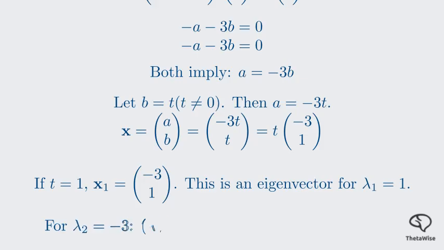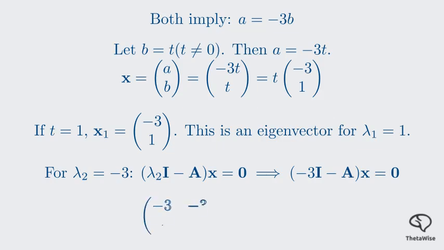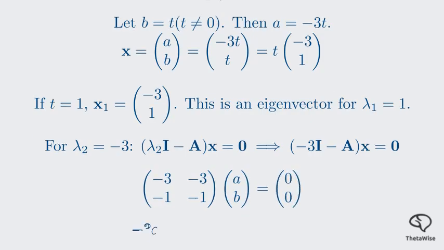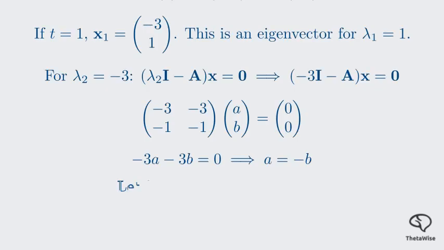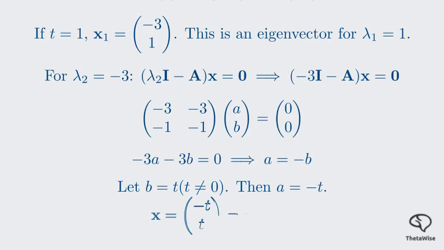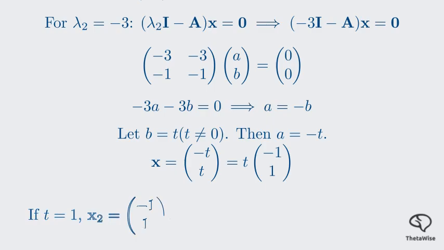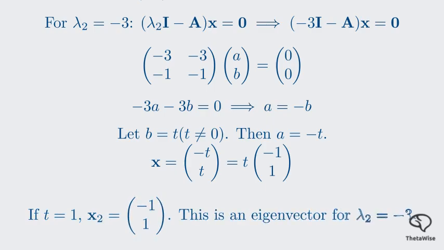We substitute lambda equals negative 3 into the eigenvector equation. This gives us the matrix equation: negative 3, negative 3, negative 1 times a, b equals the 0 vector. This system of equations simplifies to negative 3a minus 3b equals 0, or equivalently, a equals negative b. If we let b equal a scalar t, then a must be negative t. The eigenvector x is negative t, t. Choosing t equals 1, we get the eigenvector x2 equals negative 1, 1, which corresponds to the eigenvalue negative 3.